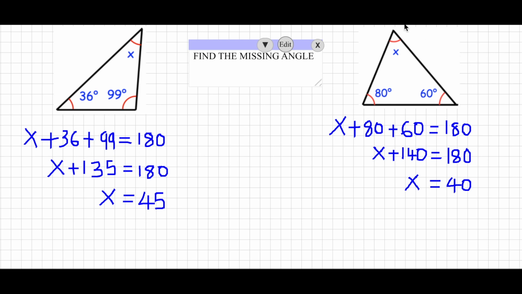And the same thing we can do on the triangle on the right. If you add 80 plus 60 plus x, you write an equation, set it equal to 180 degrees. 80 plus 60 is 140. And then when you subtract 140 from 180, the value of x is 40 degrees. So these two examples here are pretty easy.